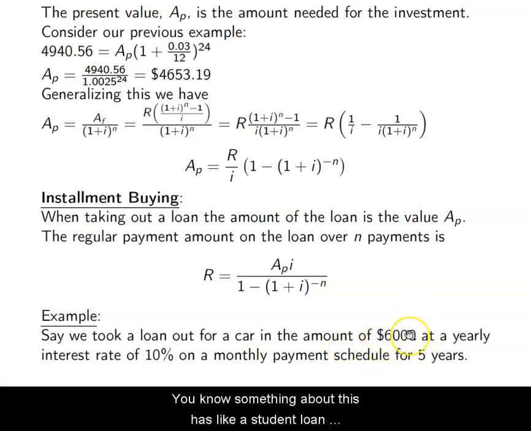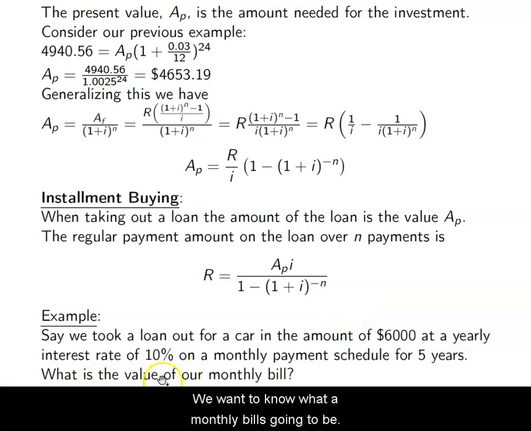You can also think about this as like a student loan payment, right? A student loan, generally each loan is around $6,000 to $8,000, and then you end up doing that every year, so that kind of grows pretty quick, right? So we want to know what our monthly bill is going to be if we're going to borrow $6,000 at this interest rate on a 5-year plan, or a 60-month plan generally is what they call it.